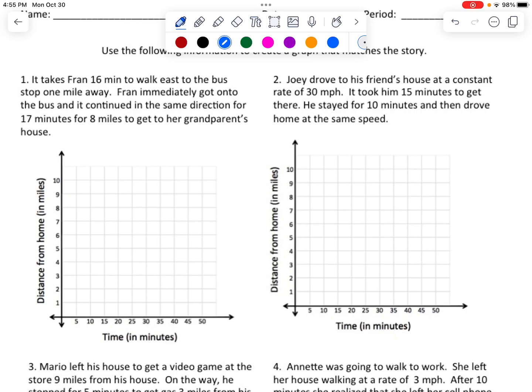Hey guys, I just wanted to take a couple of minutes to go over some of the questions from today's worksheet in case you had any questions.